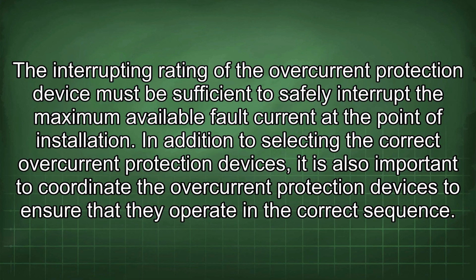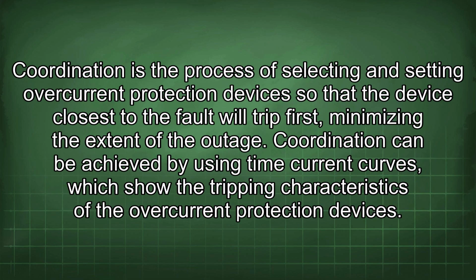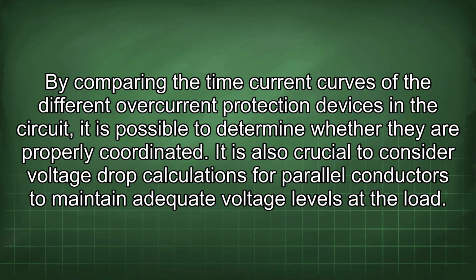In addition to selecting the correct overcurrent protection devices, it is also important to coordinate the overcurrent protection devices to ensure that they operate in the correct sequence. Coordination is the process of selecting and setting overcurrent protection devices so that the device closest to the fault will trip first, minimizing the extent of the outage. Coordination can be achieved by using time current curves, which show the tripping characteristics of the overcurrent protection devices. By comparing the time current curves of the different overcurrent protection devices in the circuit, it is possible to determine whether they are properly coordinated.